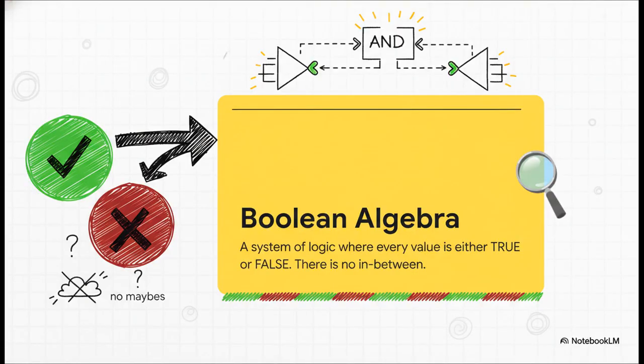Now, look, don't let the word algebra scare you off. It's not what you're thinking. All it really means is that we have a system where every single statement, every value, can only be one of two things. It's either true or it's false. There are no maybes, no sort ofs. It's black and white, simple as that.